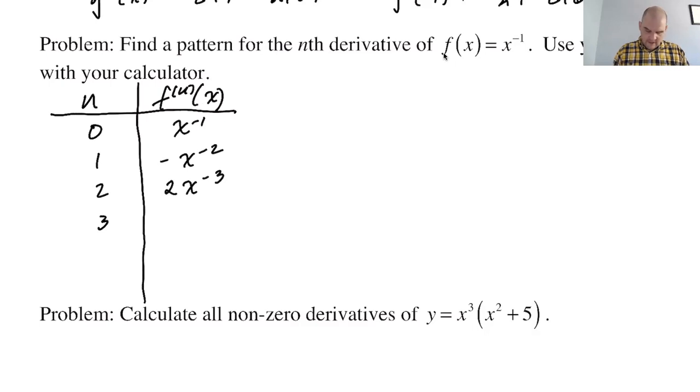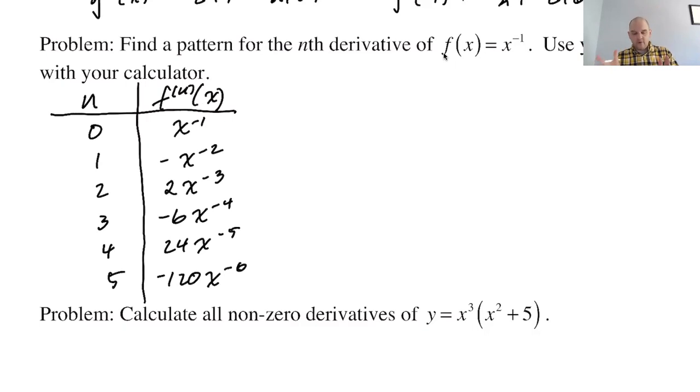Third derivative. So I'm starting to see a pattern, but I've done a lot of these in my life, and that's probably why. 4 is 24x to the negative 5. 5, negative 120x to the negative 6. So think about what 6 is, right? 6 is the result of doing 1 times 2 times 3. 24 is the result of doing 1 times 2 times 3 times 4. 120 is the result of 1 times 2 times 3 times 4 times 5.